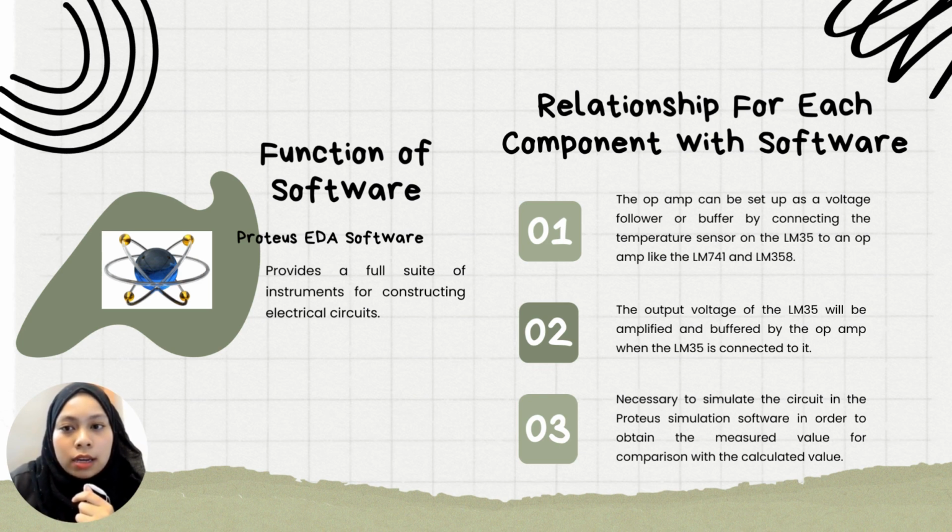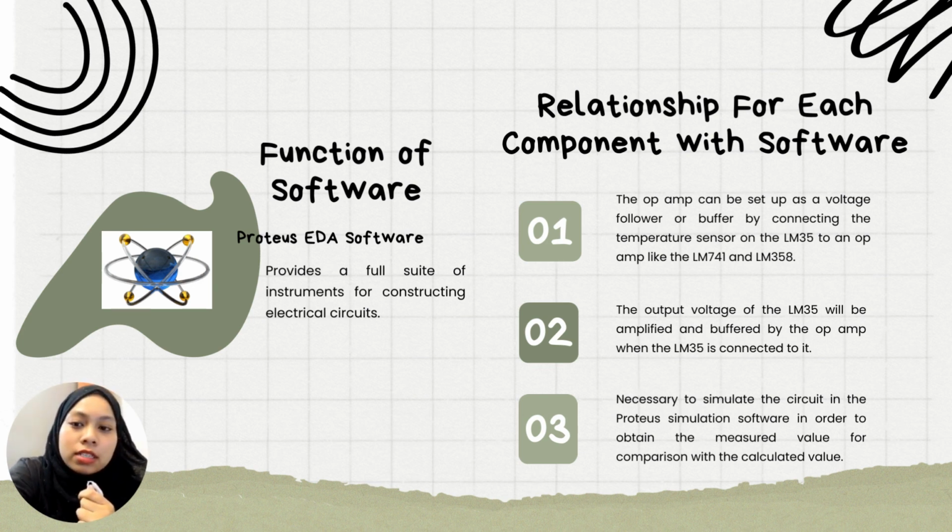Okay, so the main components to be highlighted in this project are the OM LM741, OM LM358 and temperature sensor LM35. The LM358 is a twin OM like the LM741. Although not directly connected with the LM35 temperature sensor, those OMs can be used in applications that need temperature detection. The output voltage of the LM35 will be amplified and buffered by the OM when the LM35 is connected to it in this manner. The amplified voltage can be processed further and utilized to gauge temperatures or control other parts of the circuit.